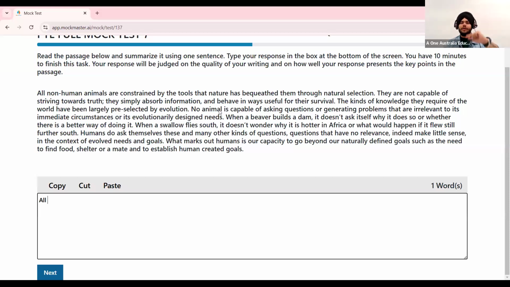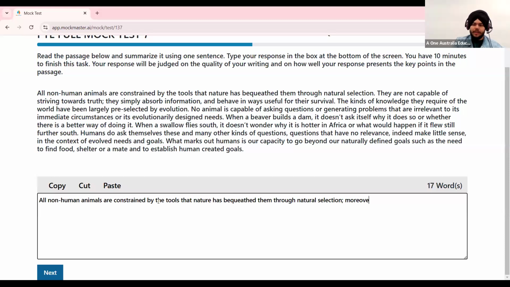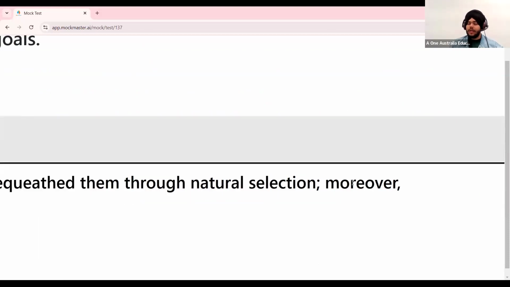And guys, don't pick one word, type one word. Pick one, type one, pick one, type one. That won't work. You pick like 3, 4 words or 5, 6 words together, and type them together. That way it would increase your speed. So: all non-human animals are constrained by the tools that nature has bequeathed them through natural selection. You know what? Let's just increase our typing speed now, and we can figure out the mistakes later. Then we put a semicolon and a comma, semicolon, moreover, and then a comma.